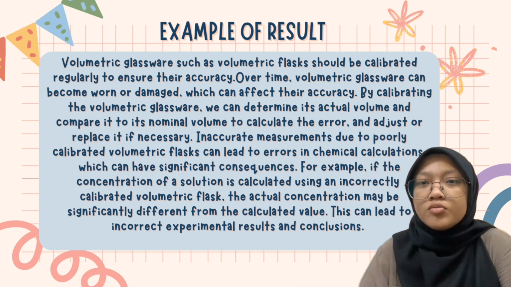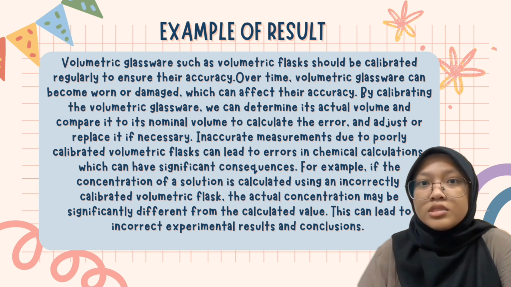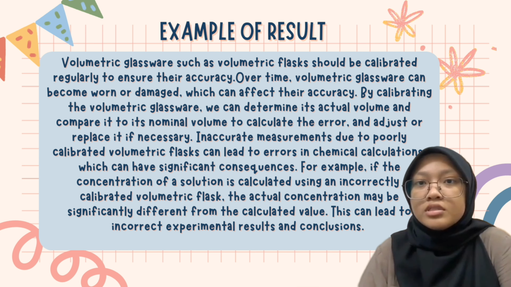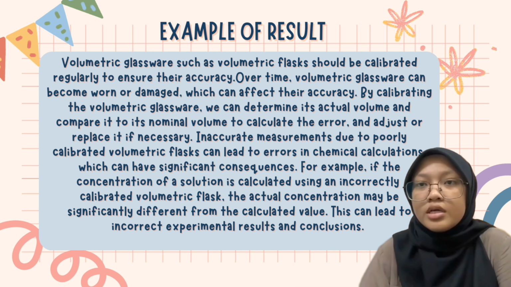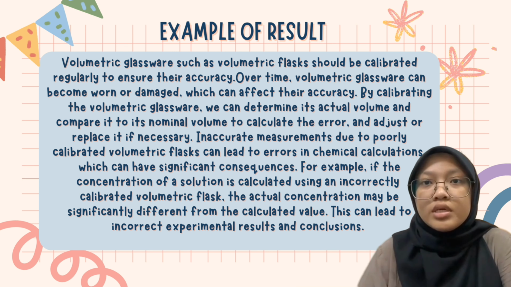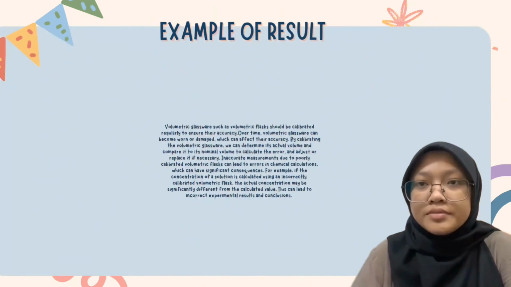Inaccurate measurement due to a poorly calibrated volumetric flask can lead to errors in chemical calculations, which can have significant consequences. For example, if the concentration of the solution is calculated using an incorrectly calibrated volumetric flask, the actual concentration may be significantly different from the calculated value. This can lead to incorrect experiment results and conclusions. Calibration helps to ensure that the data we obtain from the experiment are as accurate as possible.